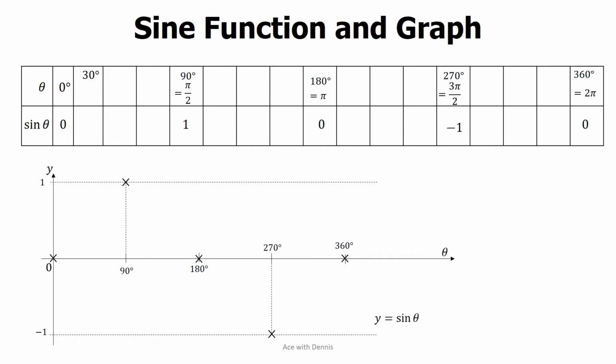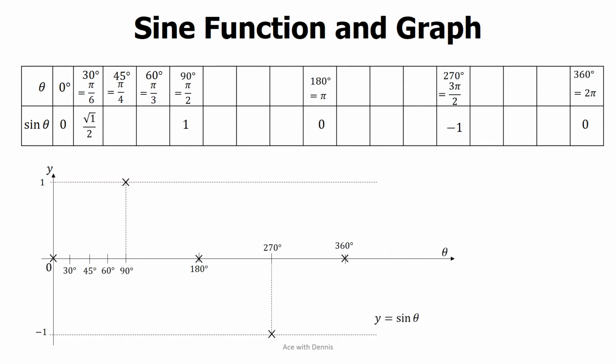Okay, now we can go to the special angles, right? When theta is 30 degrees or pi over 6, sine theta will be... okay, we label on the graph first, right? 30 degrees, 45 degrees or pi over 4, 60 degrees, pi over 3. So on the graph, this is 60 degrees. Okay, and we can update the value here.